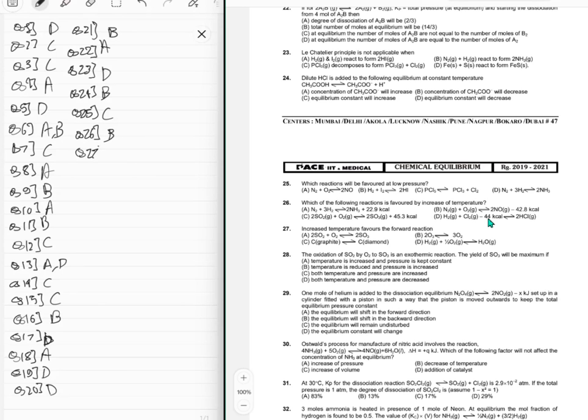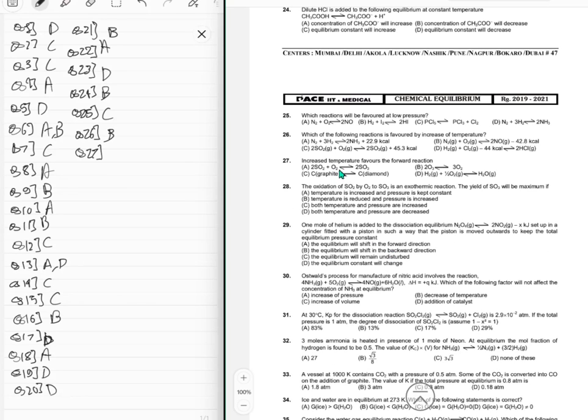Question number 27. Increased temperature favors the forward reaction. Oh, so there's no delta H given. We have to go from memory. So C, graphite to diamond, no idea. SO2 to SO3. You can kind of go for entropy and stuff, I think, but it's seriously just delta H that we have to go for, and we don't know that, do you?